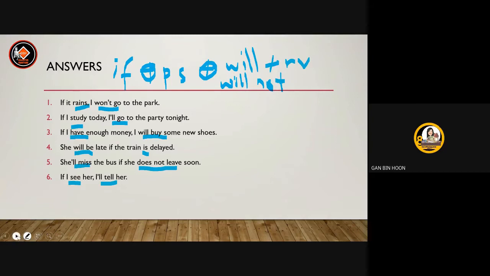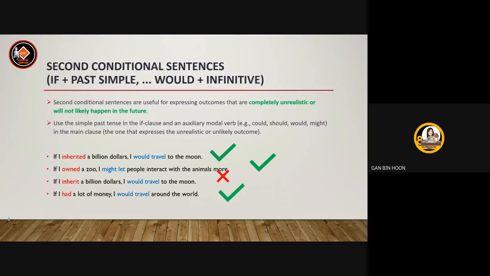Let's look at the sentence. We are looking at the second conditional formula. Maybe you can copy it. If, now we are using past simple, and then we are using would plus infinitive. Just now we used will, right? But now we have to use would. Why? This is the reason.